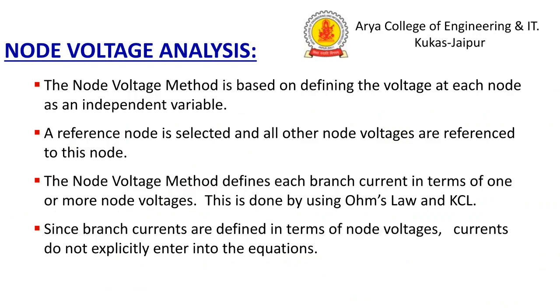Node voltage analysis. The node voltage method is based on defining the voltage of each node as an independent variable. The reference node is selected and all other node voltages are referenced to this node. The node voltage method defines each branch current in terms of the node voltages using Ohm's law and KCL. Basically, it depends on Kirchhoff's current law. Since the branch currents are defined in terms of node voltages, the currents do not explicitly enter into the equations.